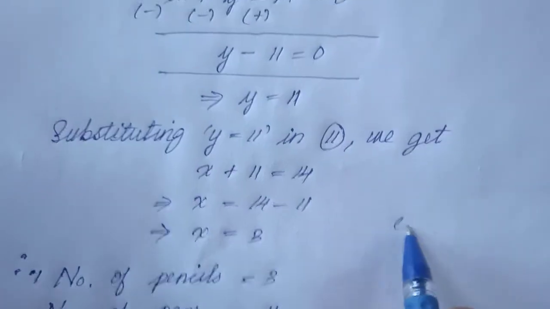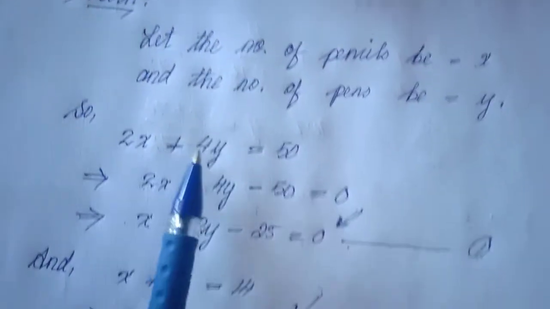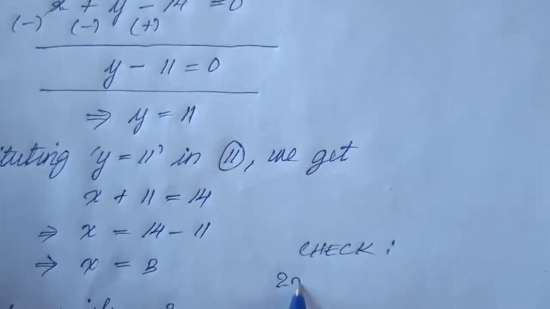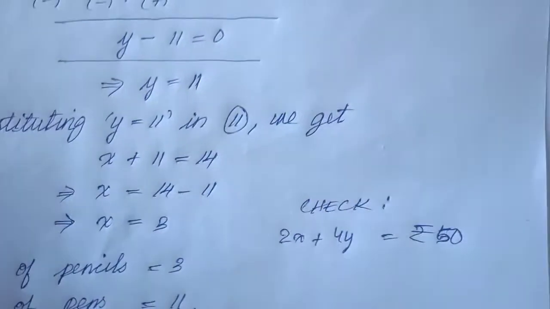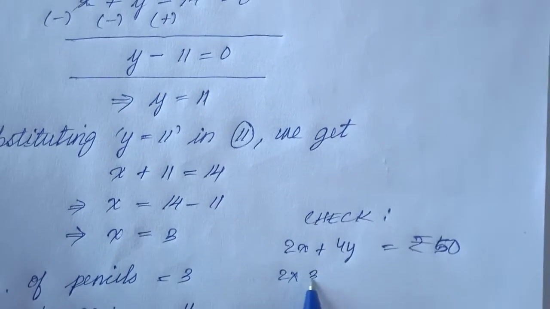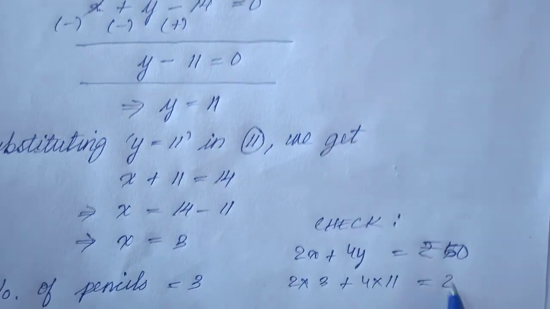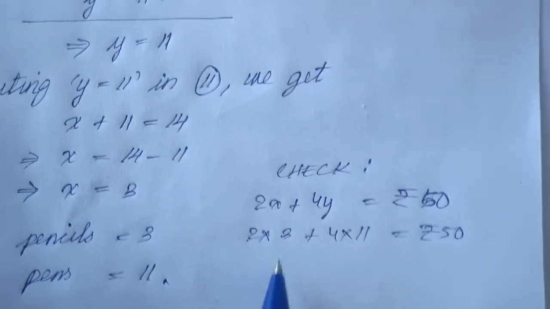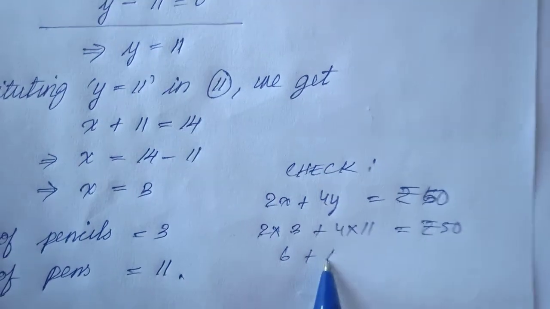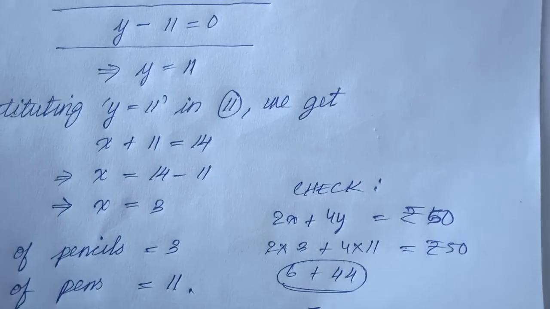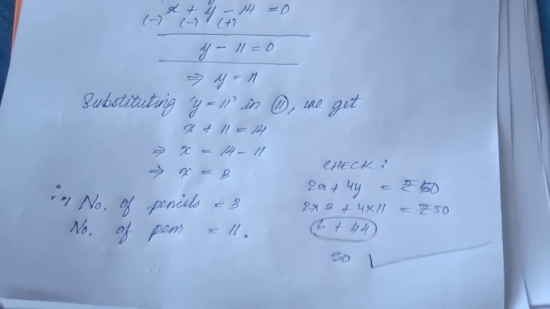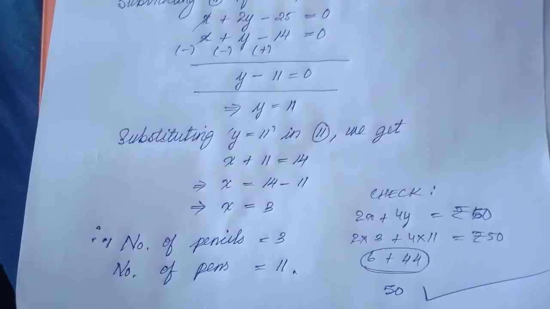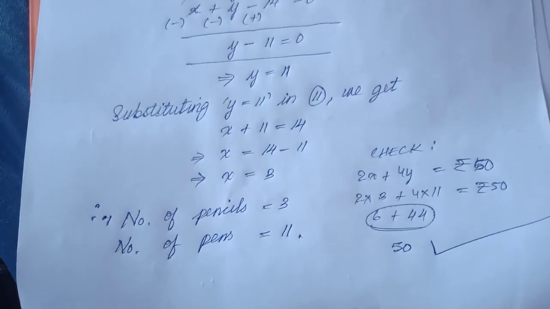And if you want to check for the money, we have here 2x plus 4y is equal to 50 rupees. So 2 times 3 plus 4 times 11. Let's see whether this is equal to 50 or not. 2 threes are 6 plus 4 elevens are 44. If we add these two, you will be getting 50. So we have the correct answer here. Okay, so look at it and study carefully and try to do it by yourself. That's all for word problems question number 2.